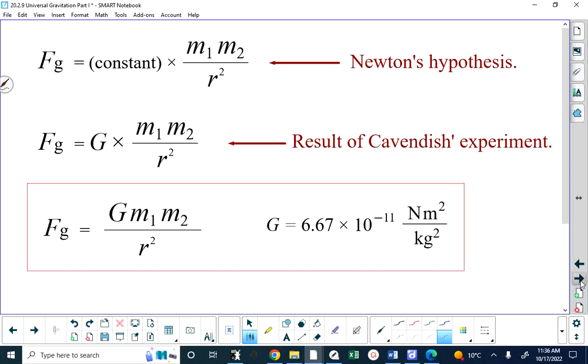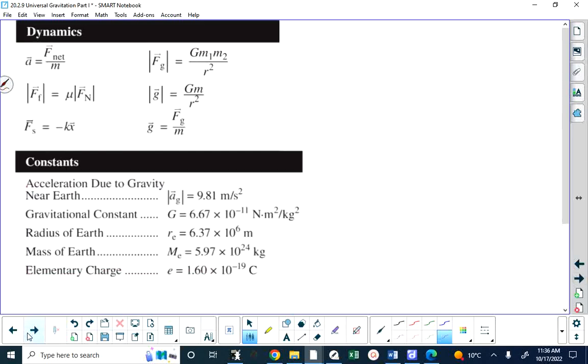Take a look at your formula sheet, please. Under dynamics, you will find Newton's universal law of gravitation. That's what this is called. It is believed that everywhere in the universe that formula is valid between any 2 masses. And so far there's no reason to doubt it, even though this equation is hundreds of years old. The gravitational constant has a value of 6.67 times 10 to the negative 11. And again, the units are Newton meters squared per kilogram squared.